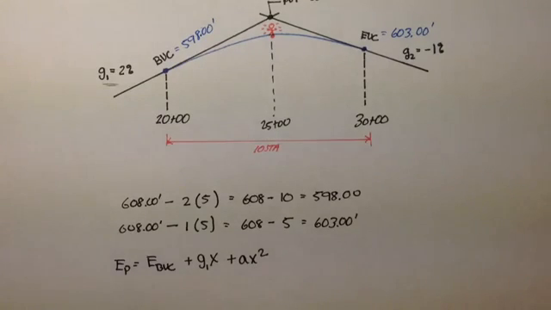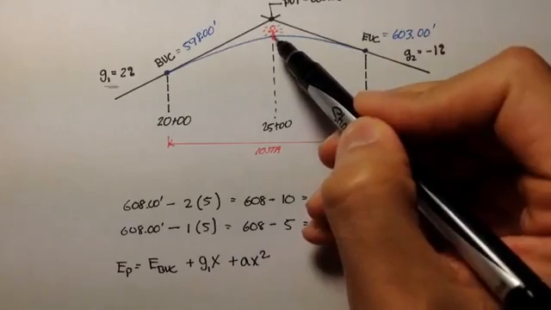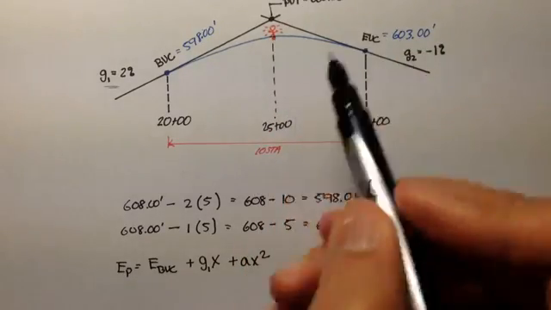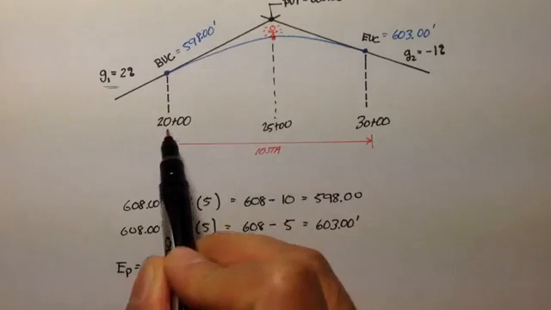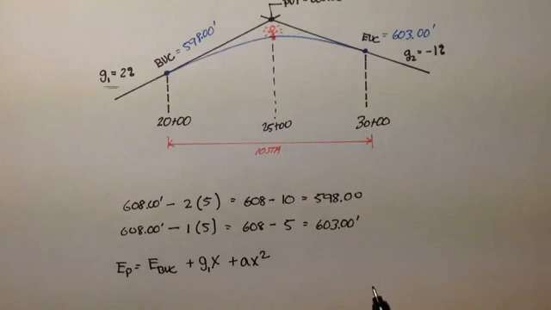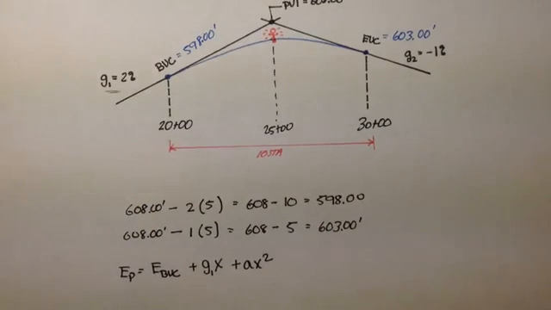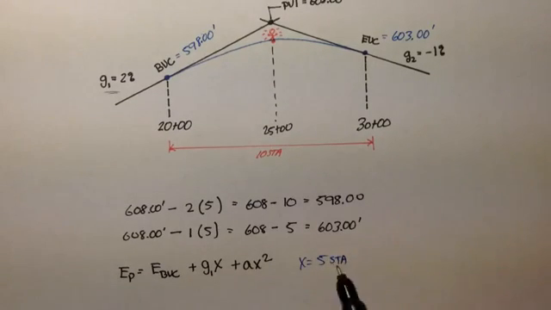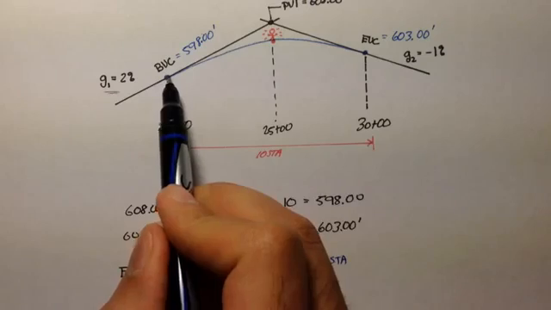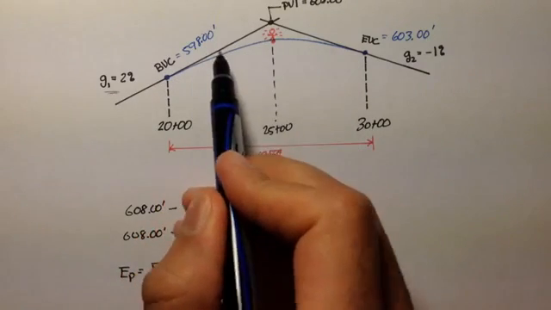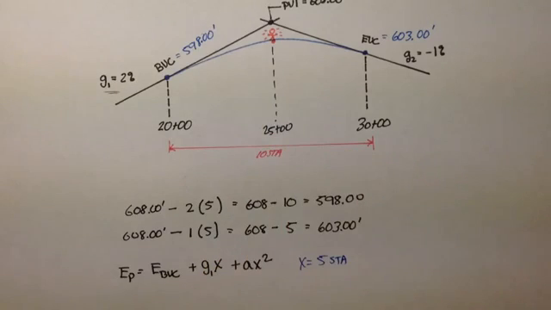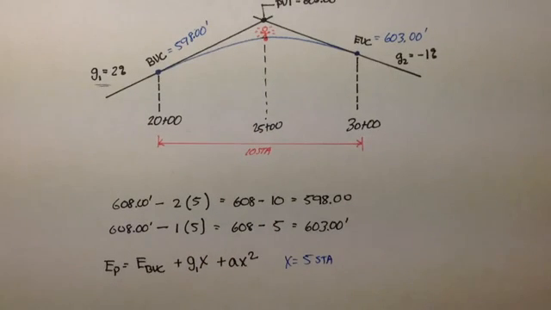So we know that our location for this curve, this point, is located 5 stations from BVC. Okay, so that means x is 5 stations. X is simply the distance from BVC to the point you're interested in. The point we're interested in is the one I'm standing on, right? And that's located 5 stations from BVC.